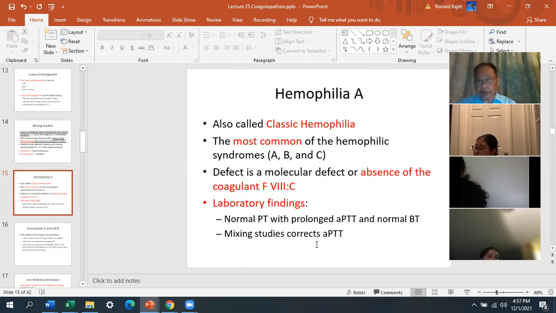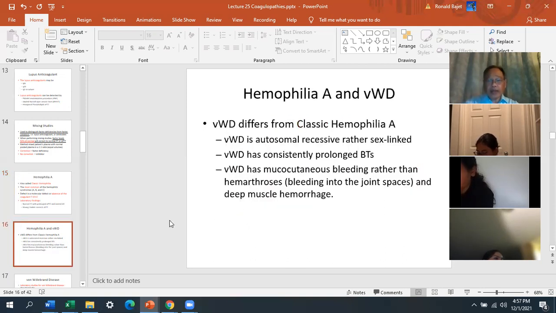Bleeding time is a really very good indicator if you have something going on with platelets, or if you have bloody gums or nosebleeds; those are platelet issues. Mixing studies correct with the APTT, obviously, because factor 8C is the factor that's missing. Von Willebrand's disease and classic hemophilia A.